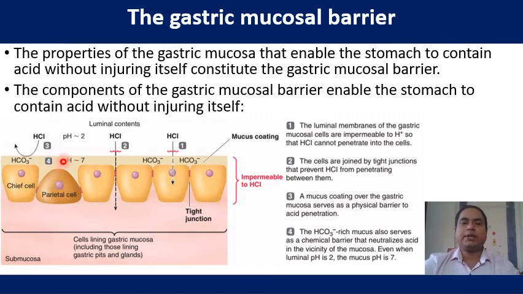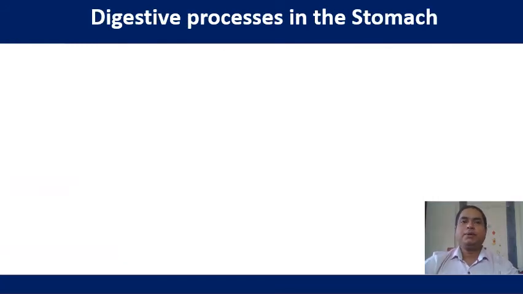And the fourth component of the gastric mucosal barrier is the presence of bicarbonate ions. The bicarbonate-rich mucus serves as a chemical barrier that neutralizes the acid in the vicinity of the mucosa. So even when the luminal pH is 2, the mucus pH is 7.